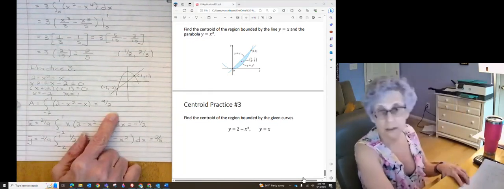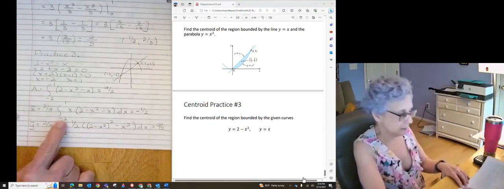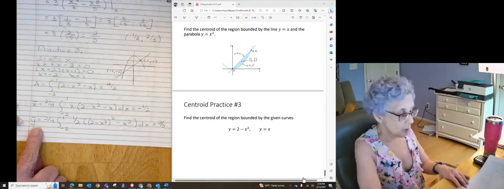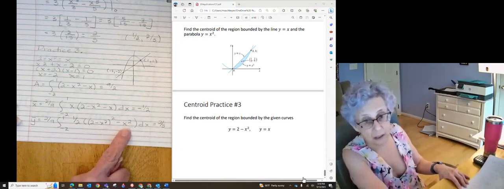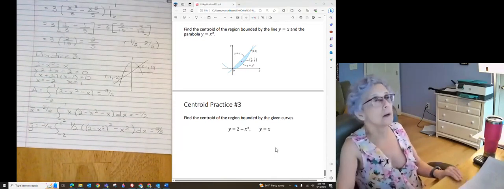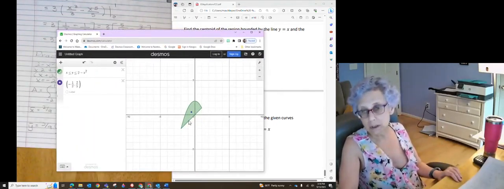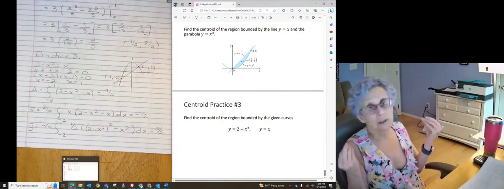So my area was 9 over 2 because we do the parabola minus the line, then x times the parabola minus the line, and then y bar 1/2 of the parabola squared minus the line squared. Don't forget to square them separately. And there's the pretty picture. That's the area between those two curves, and that's the center. Memorize the formulas. You won't have any problem with these.